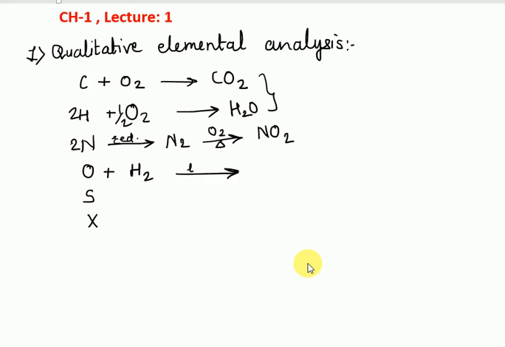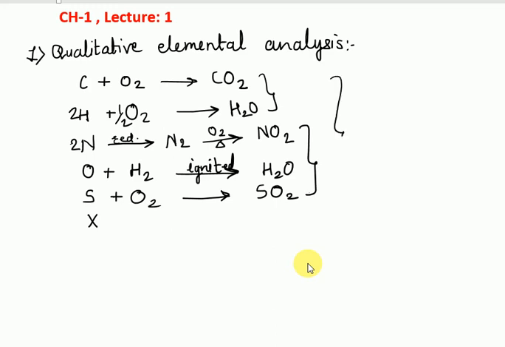The organic compound is ignited in the presence of hydrogen, and the formation of water indicates the presence of oxygen. Then sulfur atoms are converted into sulfur dioxide, SO2. All of these are gases, and they are detected by gas chromatography.